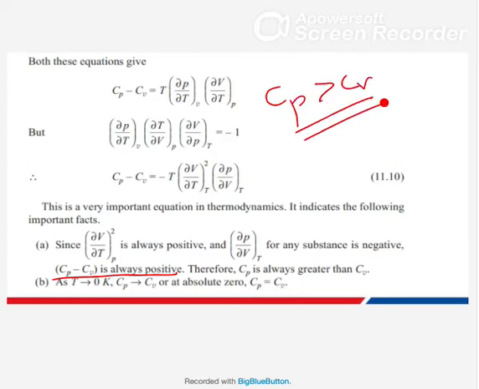So we know this with the physical understanding. We can explain why Cp is greater than Cv. But mathematically also, with the help of Maxwell equation and TdS equation, you can derive this particular relation, or you can explain mathematically also that Cp is greater than Cv. Clear?